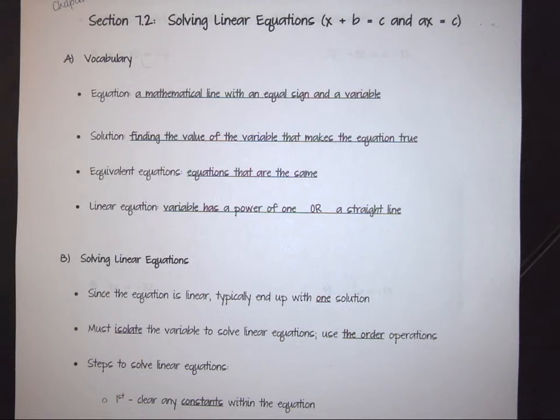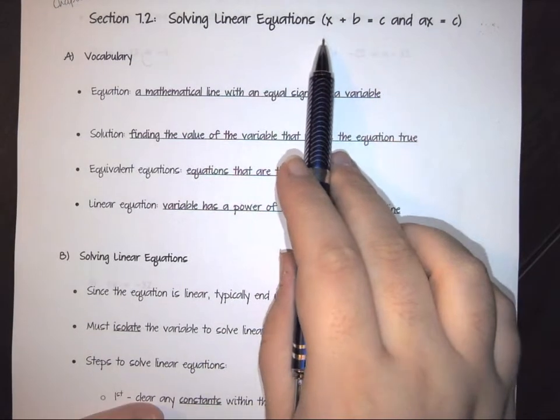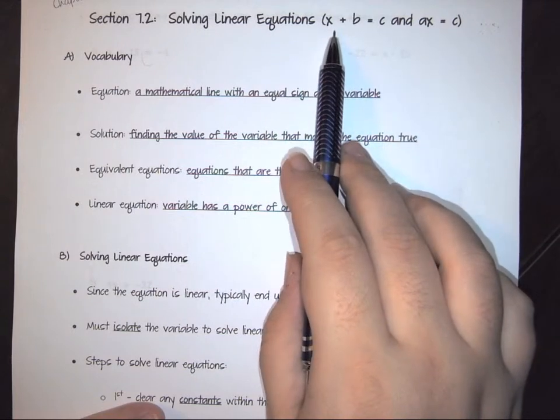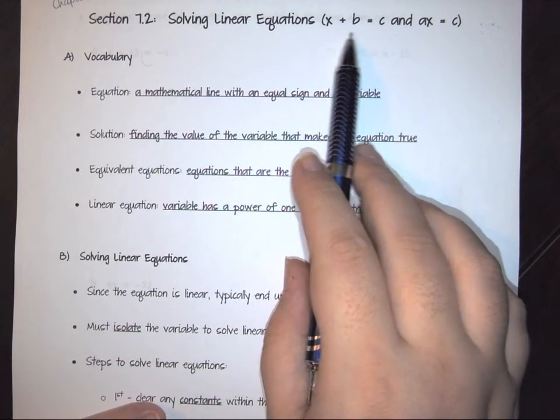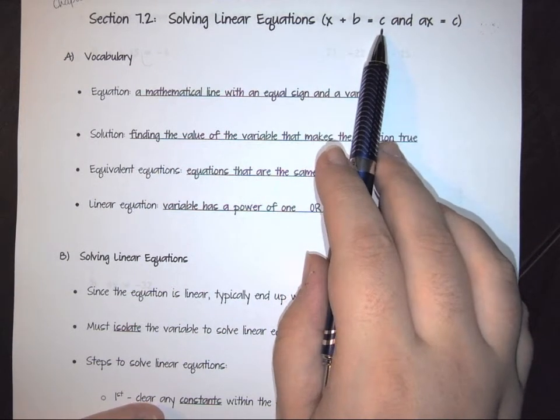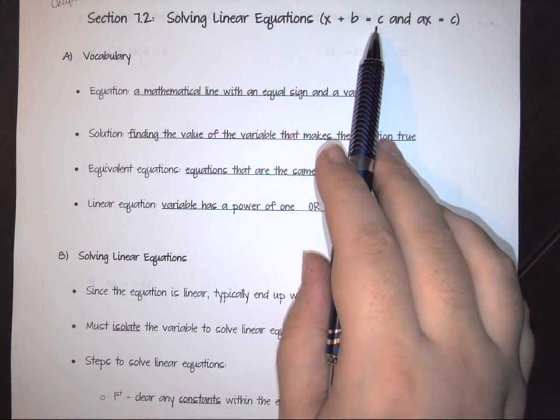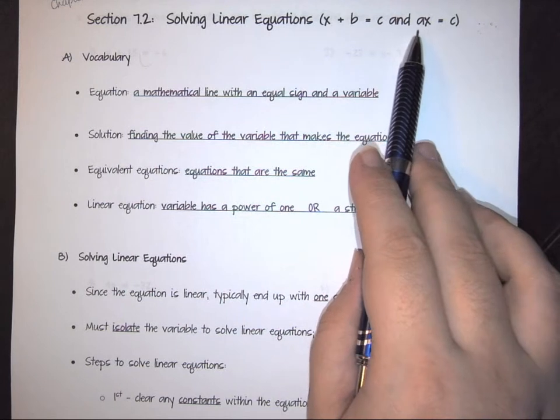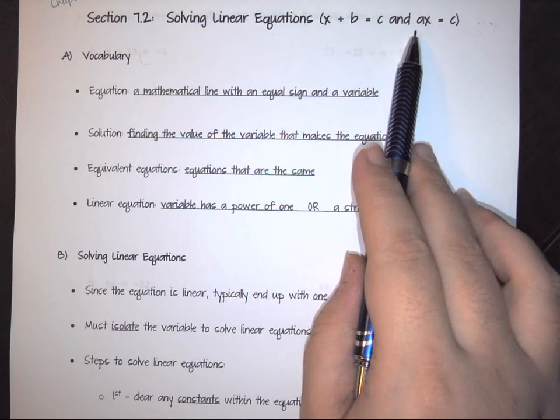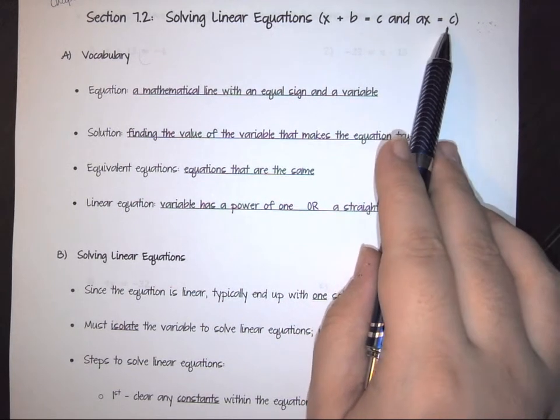Here in this video, I wanted to look at the basics behind solving linear equations that are in this form here. So we're talking about x plus b equals c, where b and c are usually going to be numbers or coefficients, or the form ax equals c, again where a and c represent numbers.